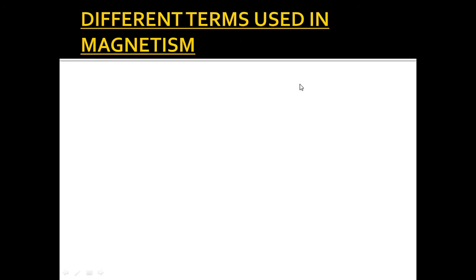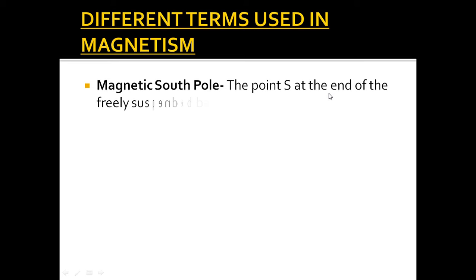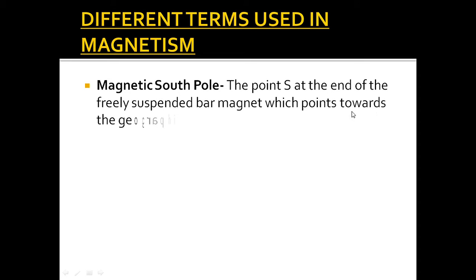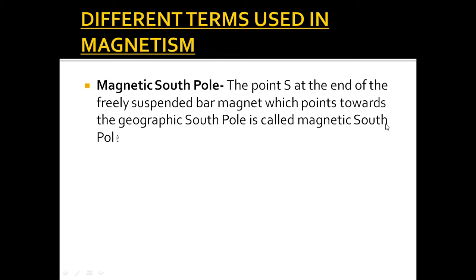Different terms used in magnetism. Magnetic South Pole. The point S at the end of the freely suspended bar magnet, which points towards the geographic South Pole, is called magnetic South Pole.